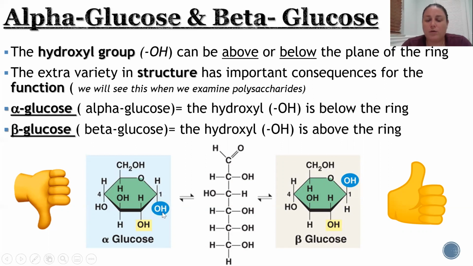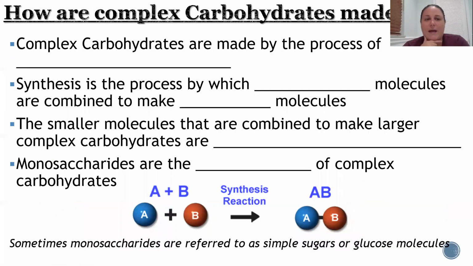So our alpha glucose, the hydroxyl group is below the plane of the ring. With a beta glucose molecule, our hydroxyl group is above the plane of the ring. And it's difficult to remember because it's the opposite of what you think. So alpha is down and beta is up. Okay, so alpha is down, beta is up, and that's something that you will have to practice with, like our Quizlet cards, trying to remember that the alpha has the hydroxyl group down and the beta has the hydroxyl group up. Thumbs up, thumbs down, okay?